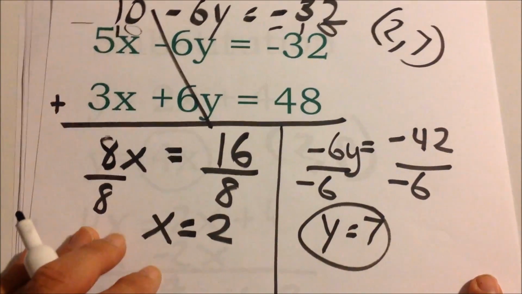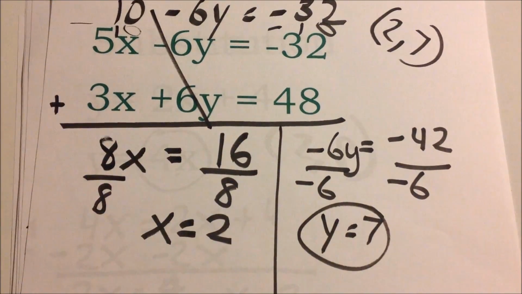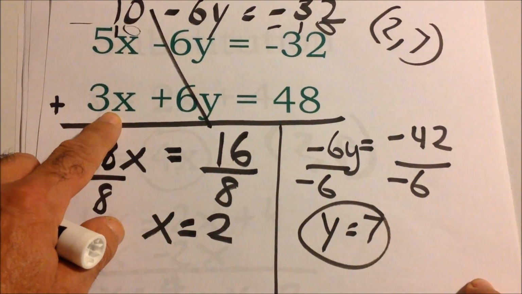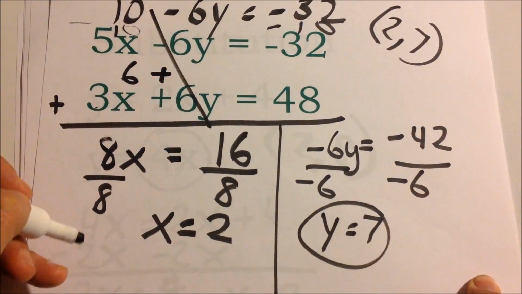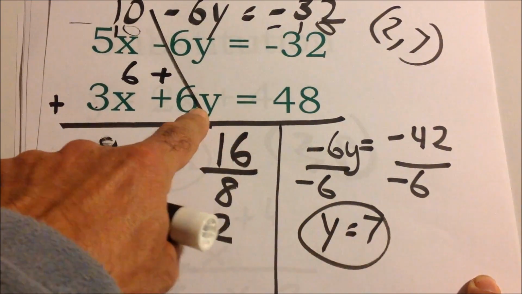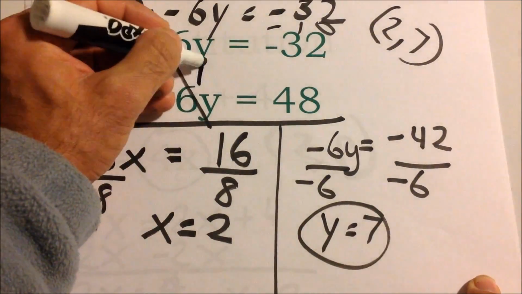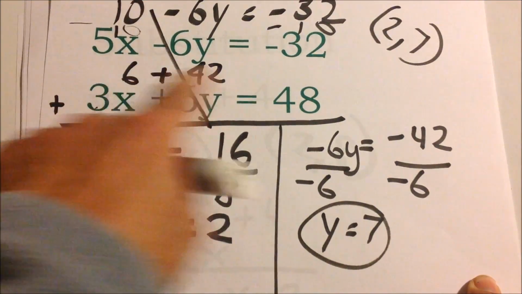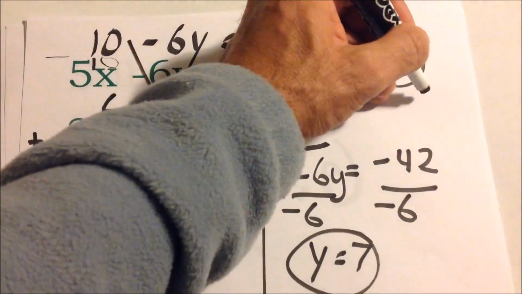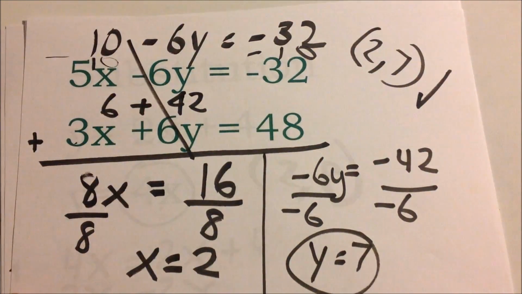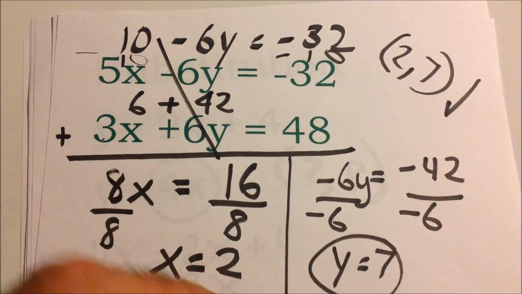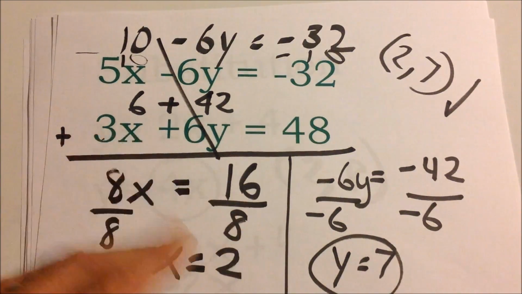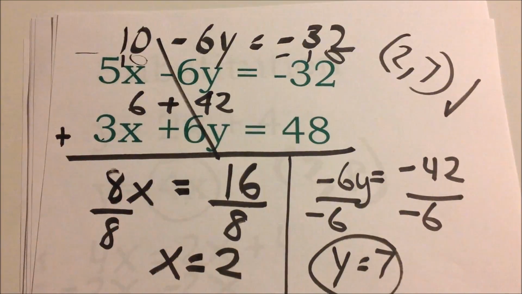Let's see if it works for the other one, this one. So we're saying that x is 2, so 3 times 2 is 6. And we're saying that y is 7. 7 times 6 is 42. 42 plus 6 is 48. It checked out. That was using the elimination method. Now again, if you're getting a little confused, rewind the tape, but we'll do these in individual videos. I'm just introducing you to the types of methods we can do.